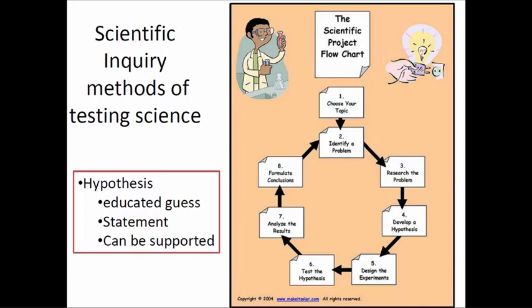Some keywords here. The main keyword is the hypothesis. That's an educated guess. It's always written as a statement, not a question, and it can be supported or not supported. When we're doing a test like this, you're testing a hypothesis and your results are either going to support it or not support it. We never are proving a hypothesis. We can only prove theories. Theories are things like the theory of gravity or the theory of relativity, something that is tested over and over and over and has not ever been seen to fail.